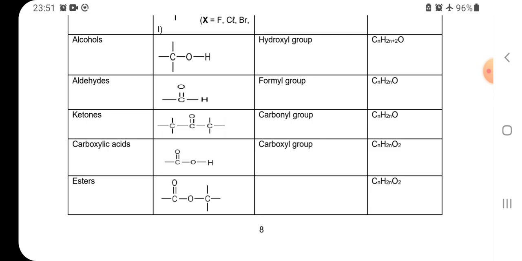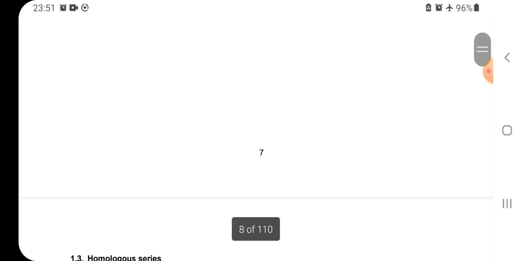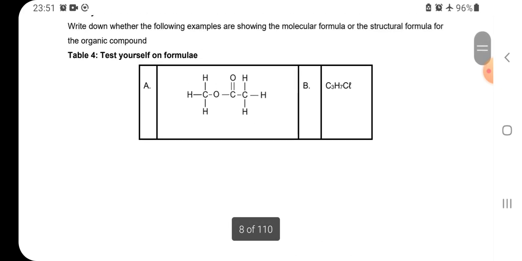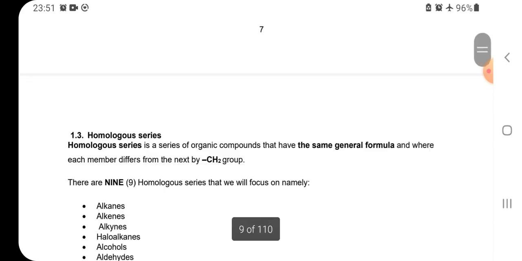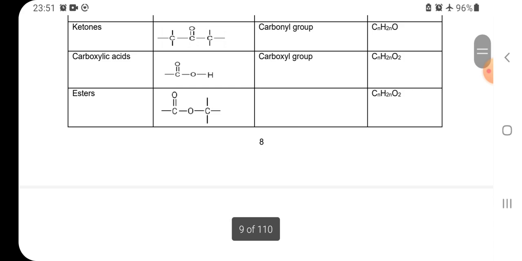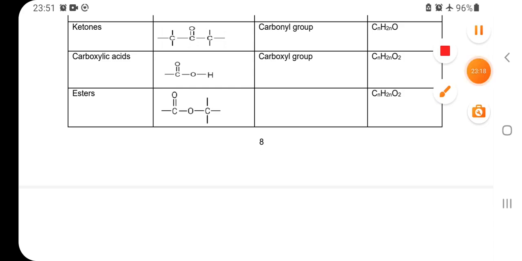And then we have ester. Ester also has O and a double-bonded O with C. Oh, let's see, is there H in here? Yeah, this is bonding with H as well. This is how you can see that, oh, this is actually an ester.